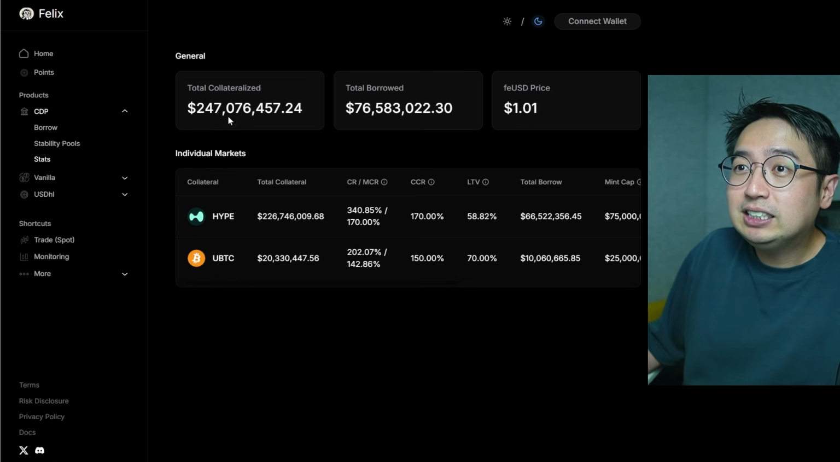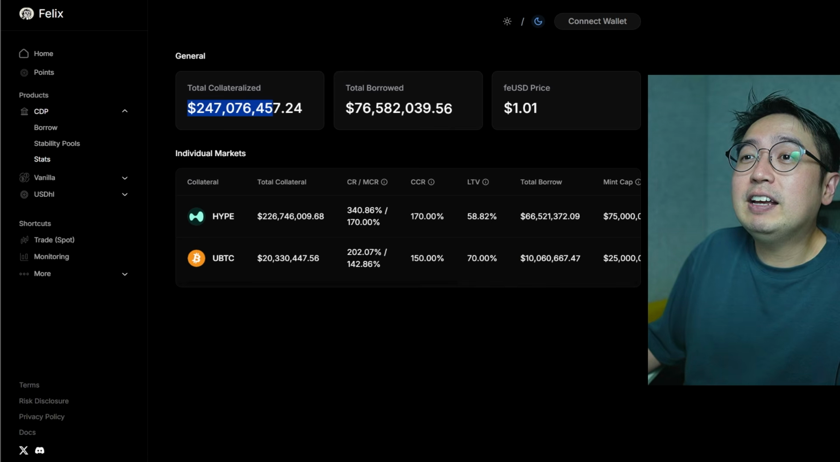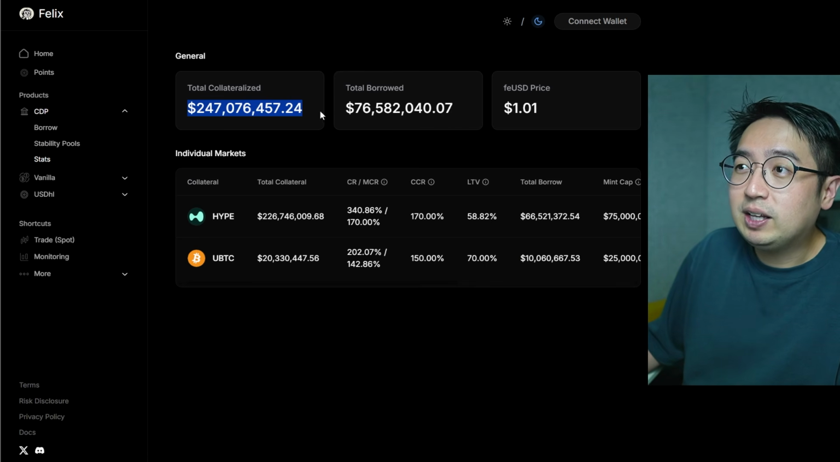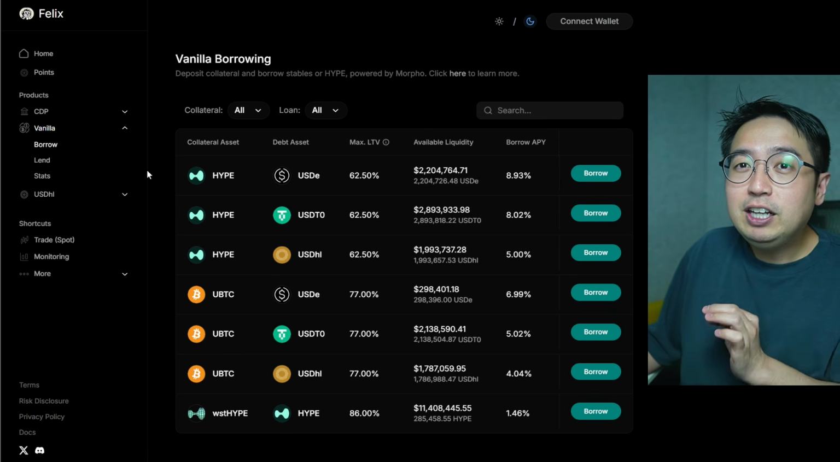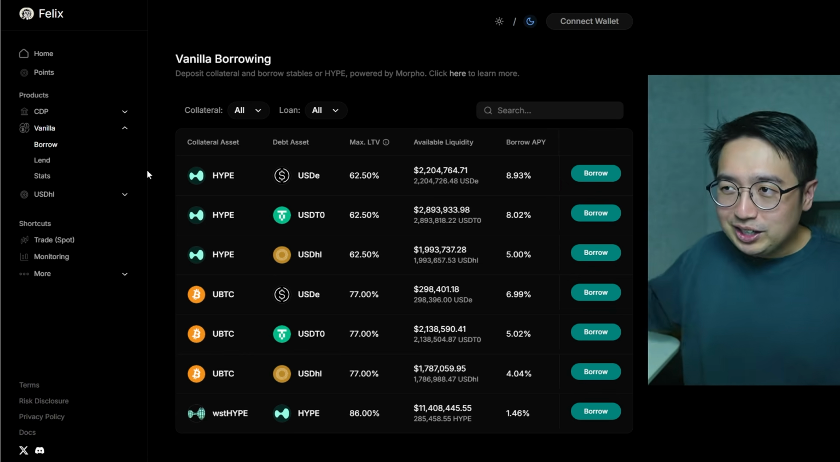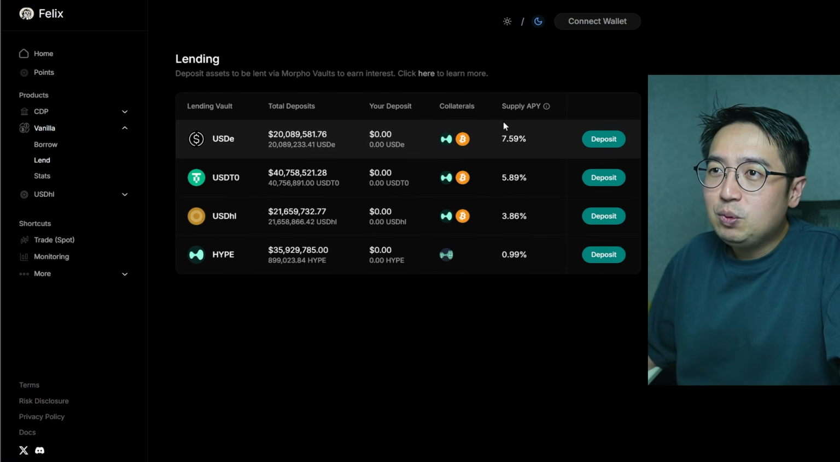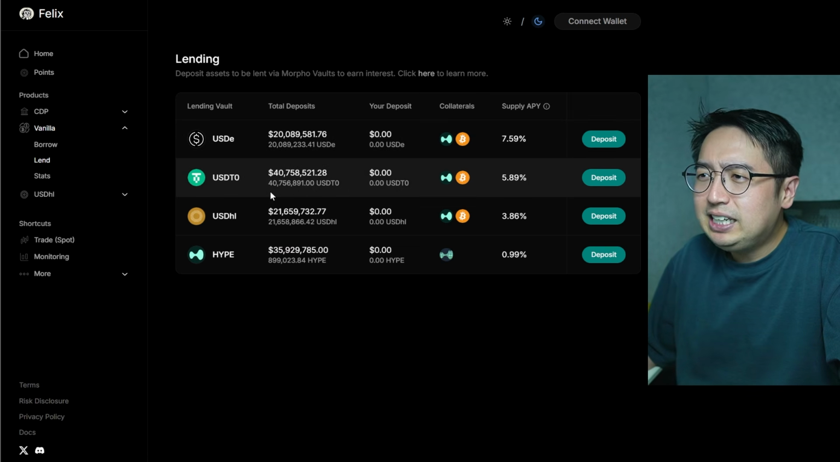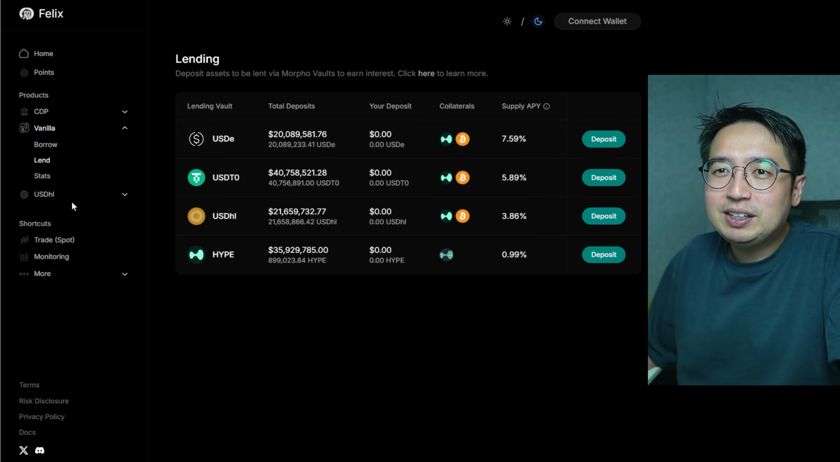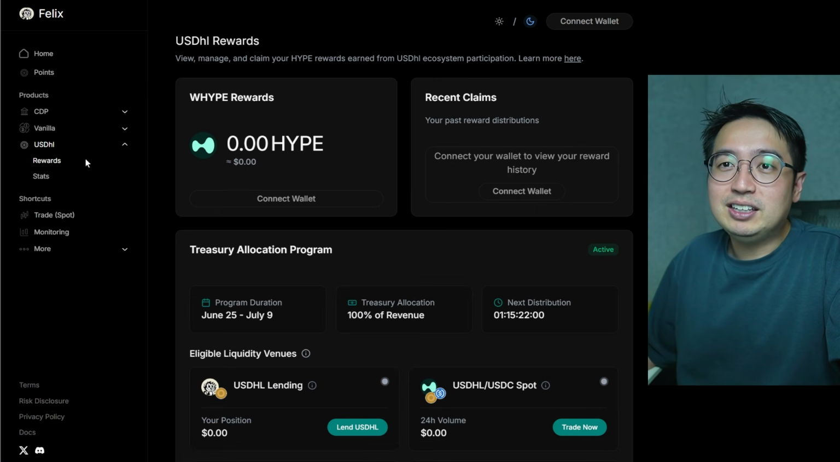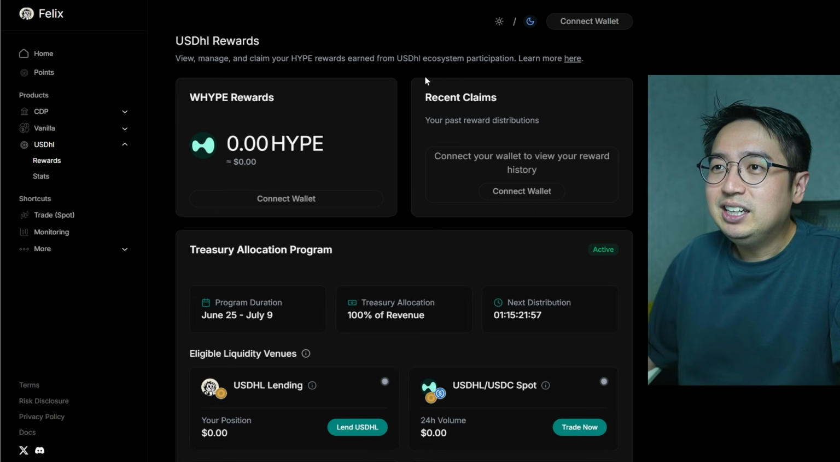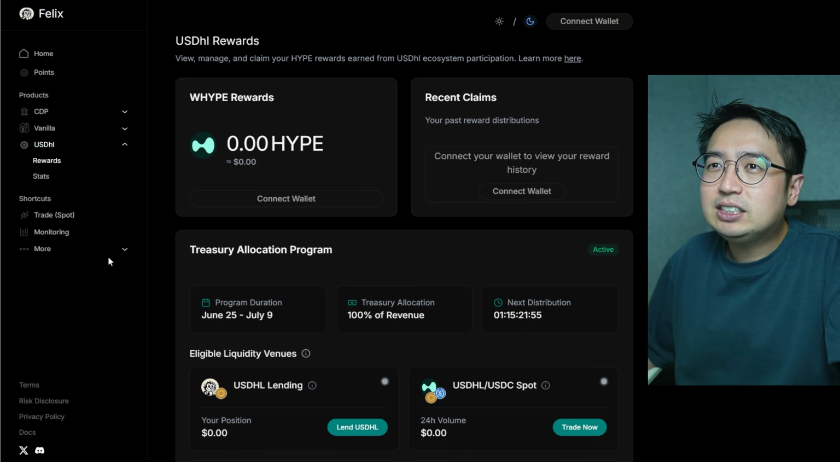If we look at the stats, we can see that there is $247 million of collateralized assets with 76 million borrowed. And if we look at vanilla borrowing, which just means plain, regular borrowing, these are the interest rates they have. If we're lending, we can see we get an interest rate of 7.5% on USDE. That's probably the best one available at the moment. And if we look at USDHL, Hyperliquid USD, their stablecoin, we can see some other products.